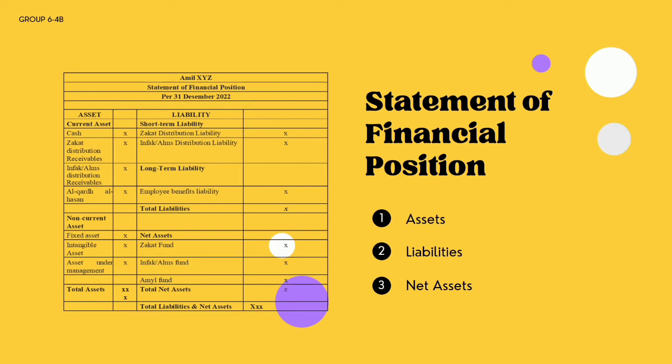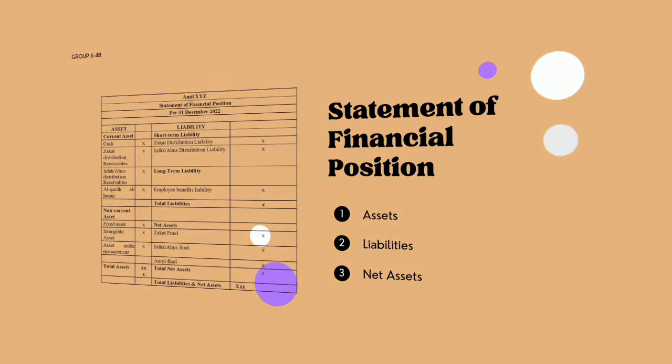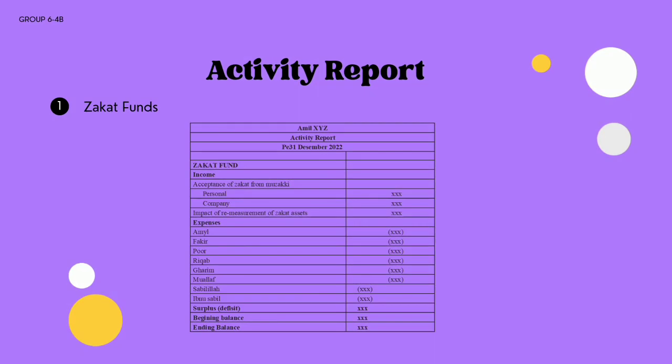Amil Financial Report number 2 is the Activity Report. Activity reports prepared by Amil entities consist of zakat, infak, and alms funds management activities, taking into account the provisions contained in the relevant PSAK and ISAK, but not limited to the following items. Point A is zakat fund.